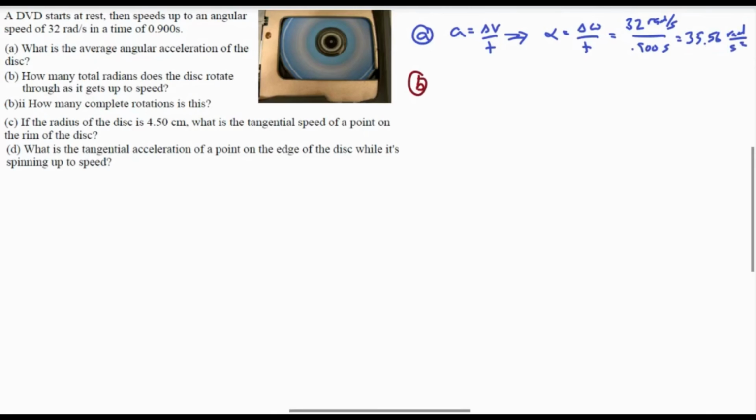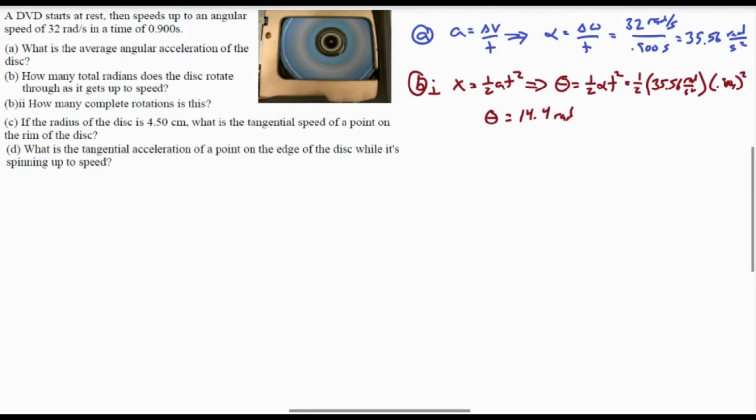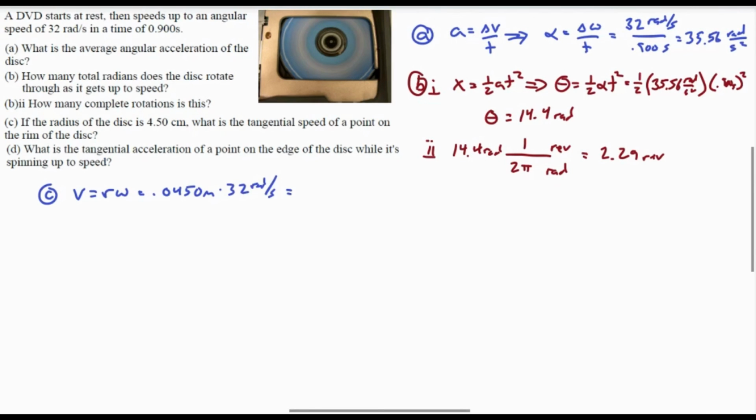For part B1, we want an angular distance, so start with the distance formula, x equals 1/2 a t squared. That's theta equals 1/2 alpha t squared in angular units. Plug in our numbers, we get 14.4 radians. Part B2 is just a unit conversion, so use the factor label method to convert from radians to revolutions. For part C and D, we have to convert from angular quantities to linear quantities, and that's as simple as just multiplying by radius. v equals r omega, and a equals r alpha. Done.